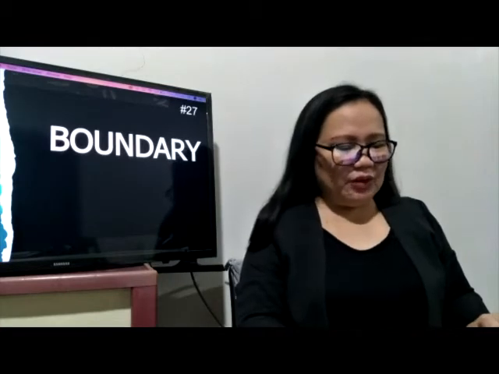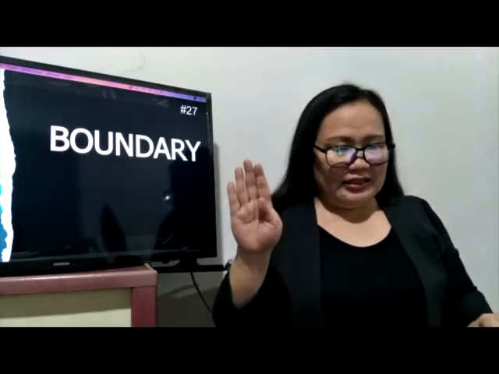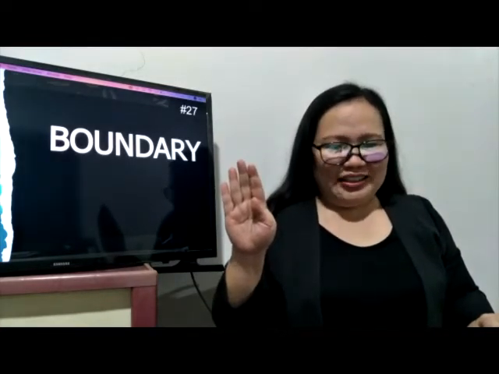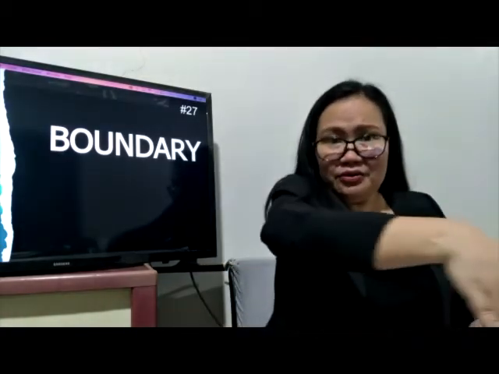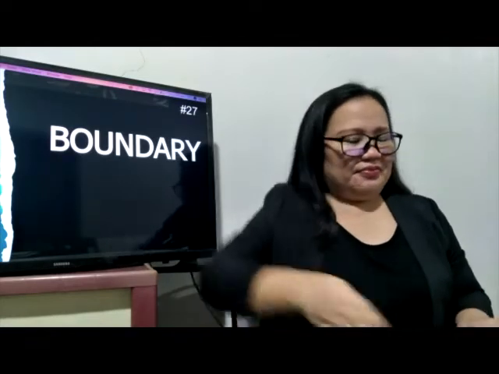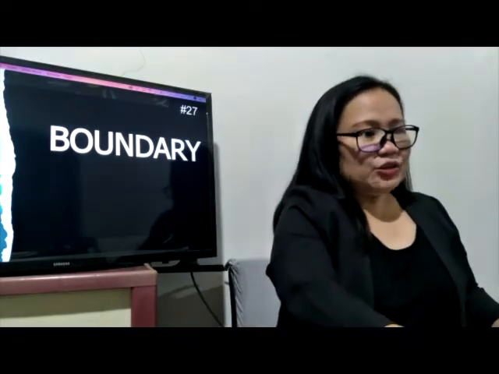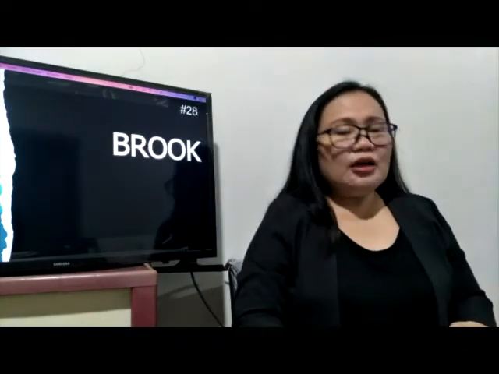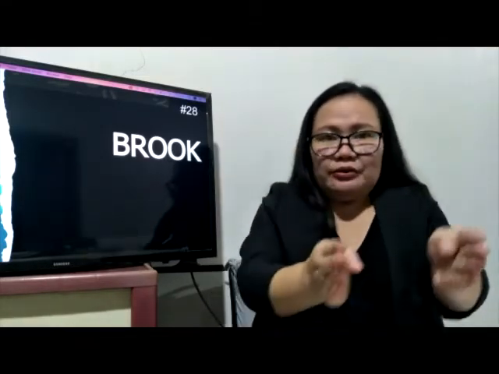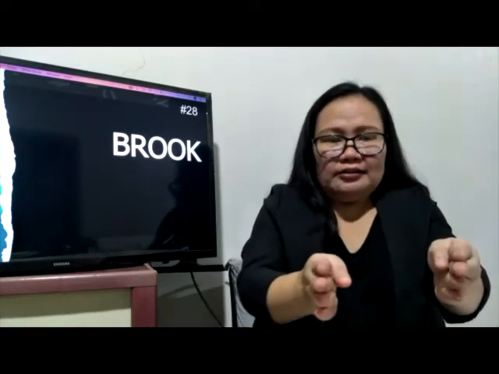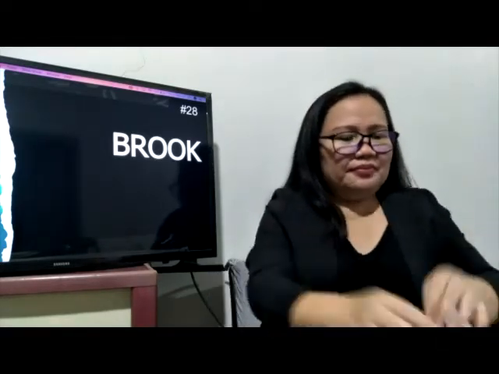Boundary. Letter B, outline your boundary. Okay, like this, boundary. So this is the boundary. Okay, next word, brook. If river is signed like this, R, then brook is signed like this. Brook. Next word, buyer.